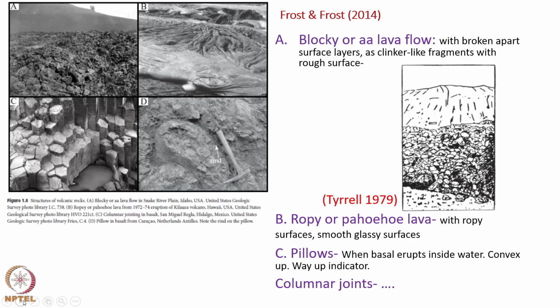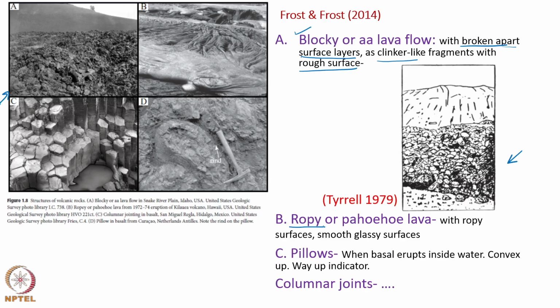Let us look at the different kinds of structures produced due to the lava flow. When the hot molten rock material comes on the earth's surface and starts flowing, it is known as lava. Blocky lava or aa lava flow is characterized by broken apart surfaces of rocks like the clinker fragments, and it has a rough surface. Here is an actual photograph of aa lava, and here is the sketch of the aa lava.